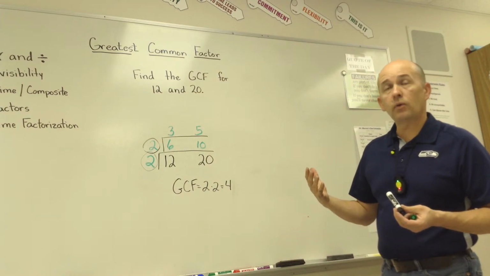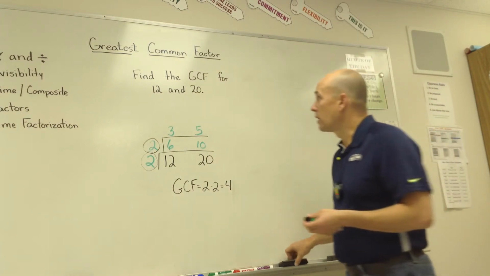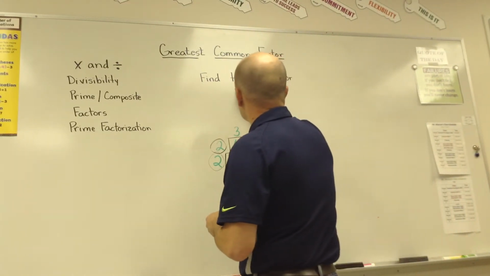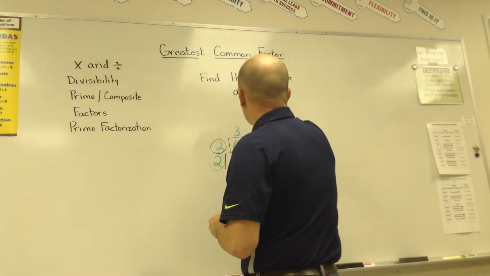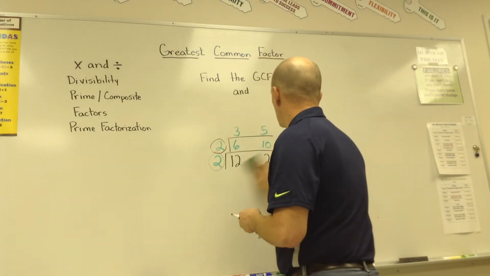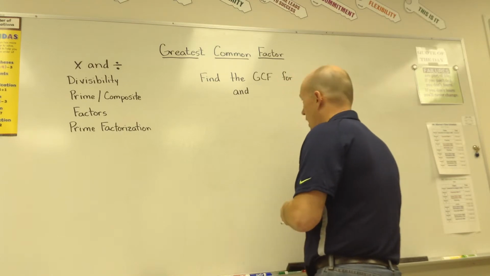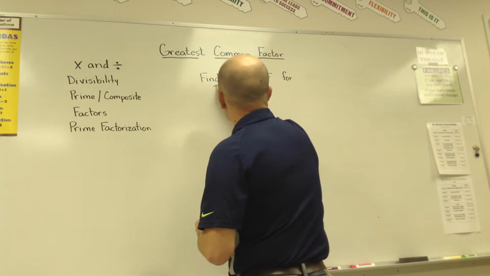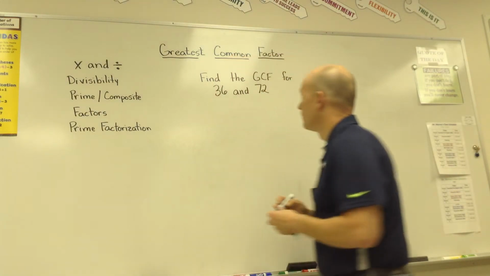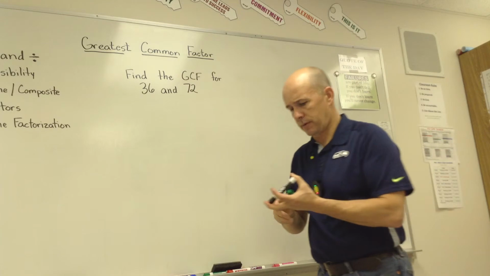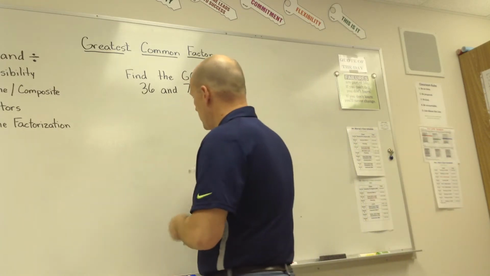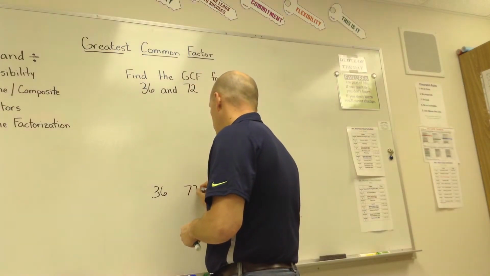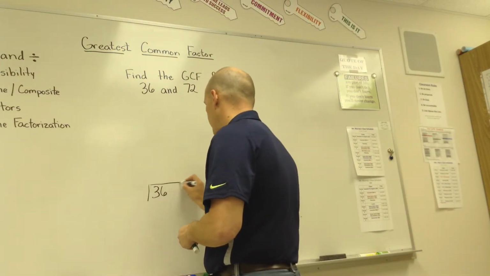This was a relatively simple one. There weren't a lot of factors to try to figure out. Let's change the numbers, though. Let's see if we can put some numbers in here that might give us a few more factors. For example, let's try 36 and 72. They're a little bit bigger. They're not humongous, but they're bigger. So first thing we'll do is put 36 and 72 in the bottom layer of my cake.